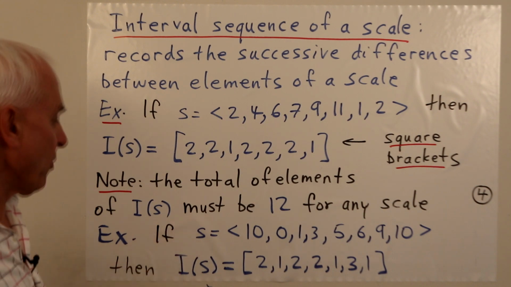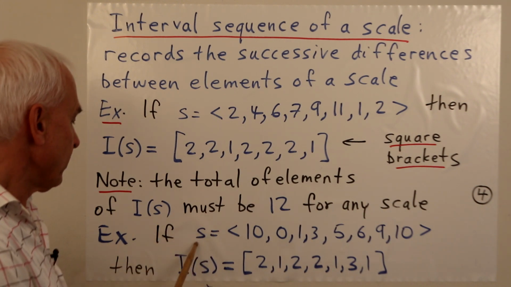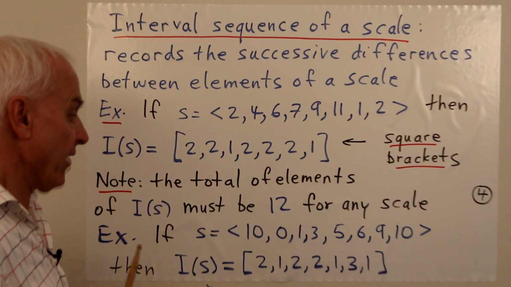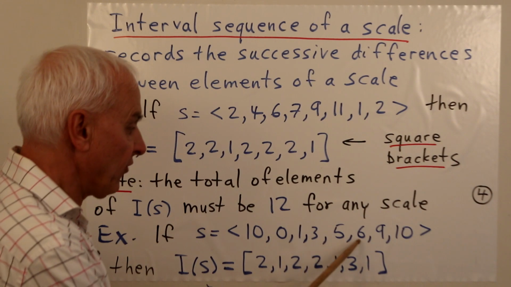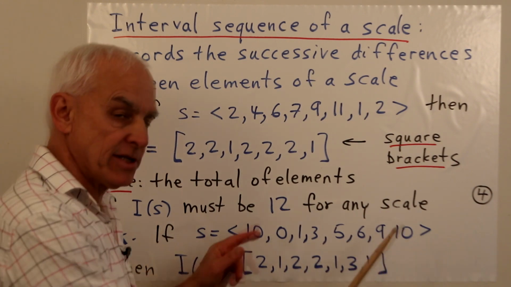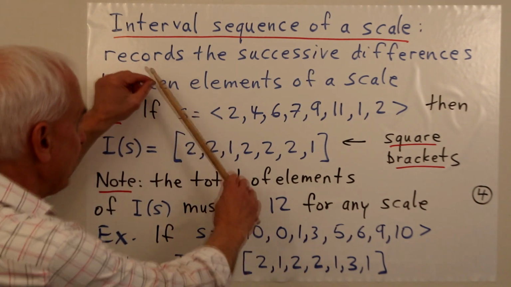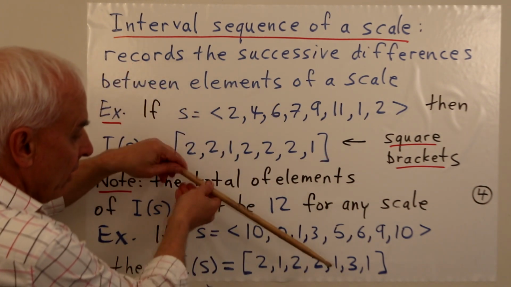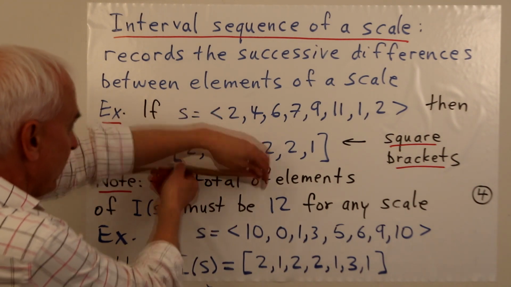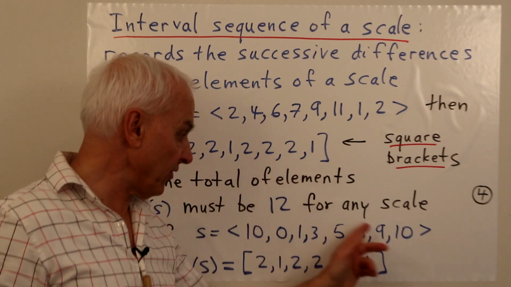Okay, here's another one. Here's another scale S. It's the scale 10, 0, 1, 3, 5, 6, 9, 10. It starts and ends at 10. We can see that it's going around, so we're starting at 10, 10 o'clock, and then 0, that's like 12 o'clock, 1 o'clock, 3 o'clock, 5 o'clock, 6 o'clock, 9 o'clock, 10 o'clock. We're back to where we started. We've gone around once. So that's a legitimate scale.